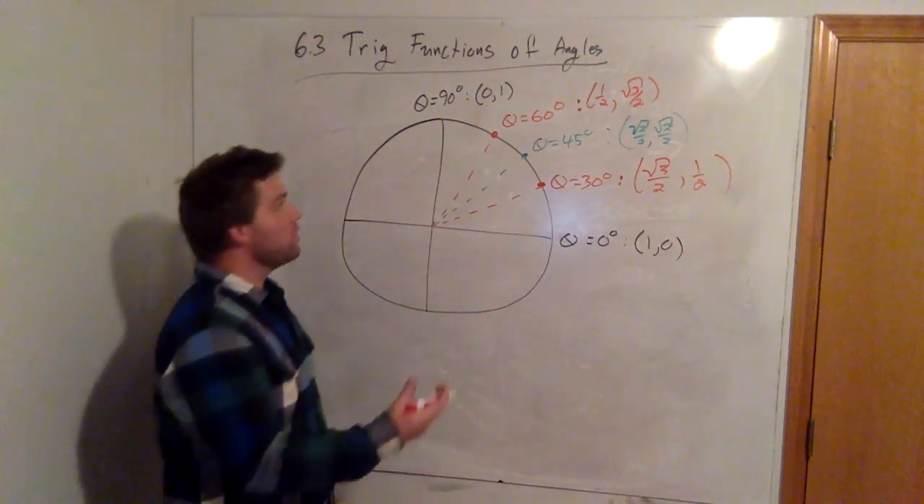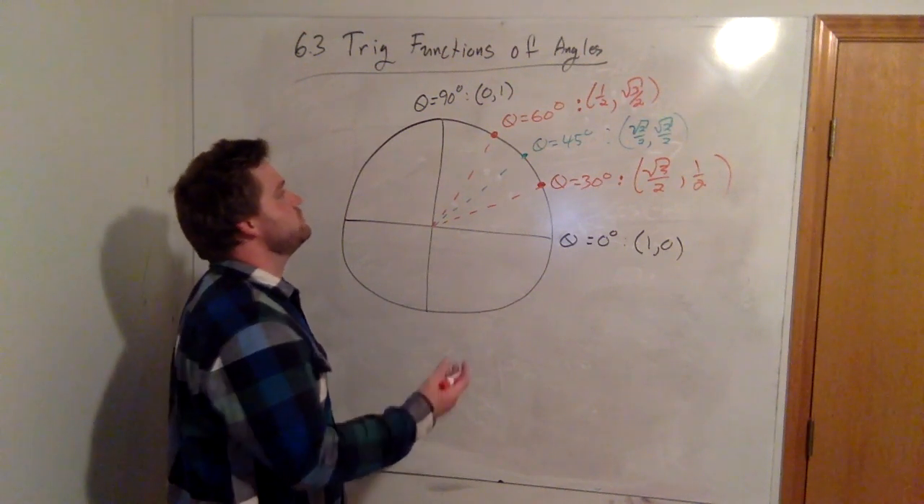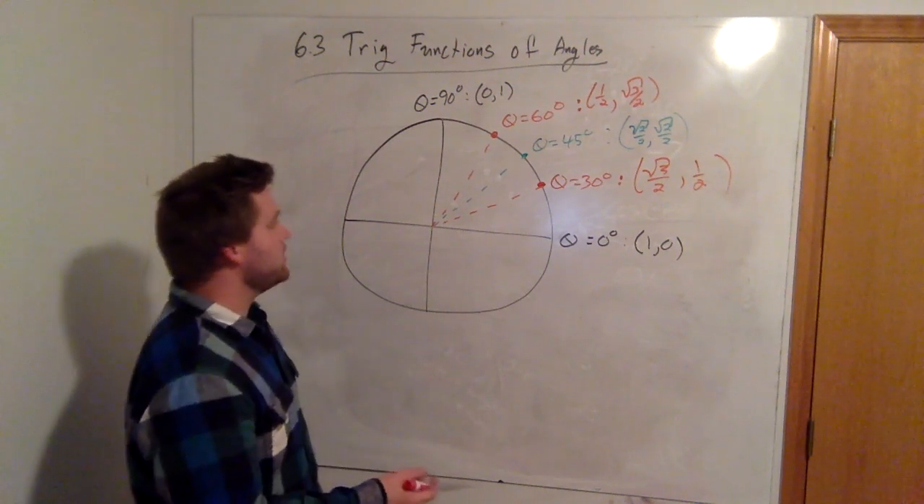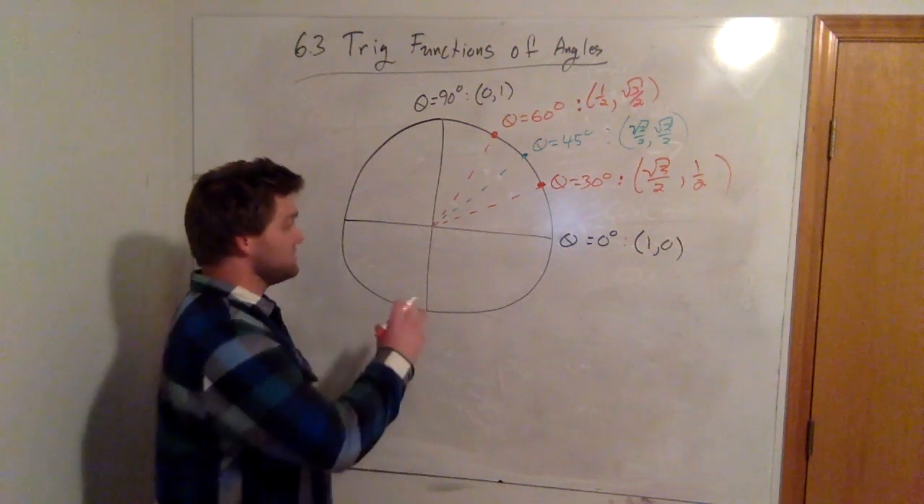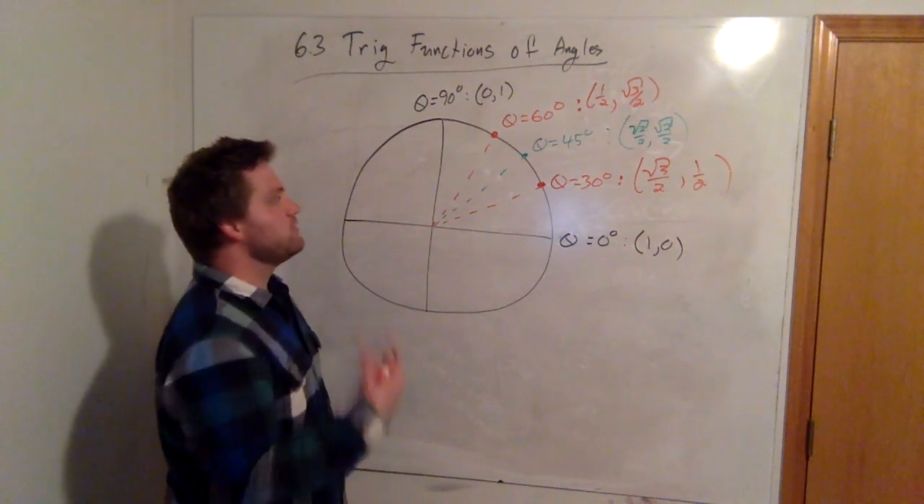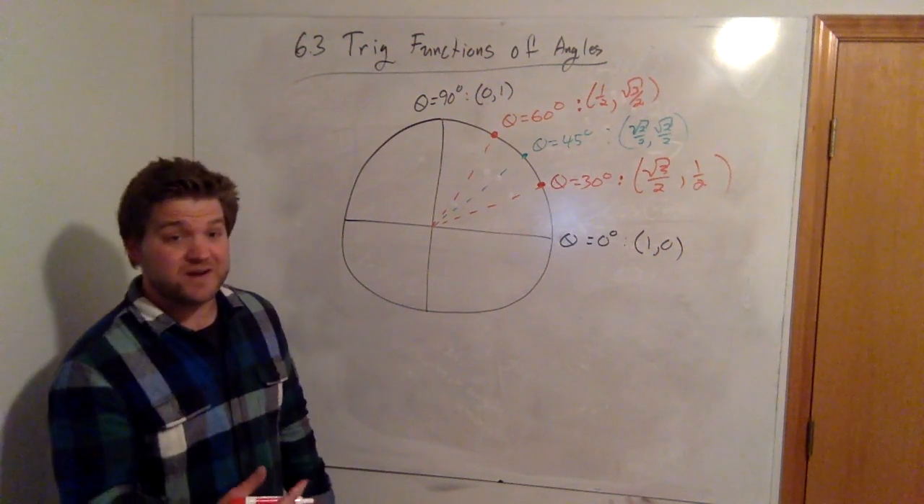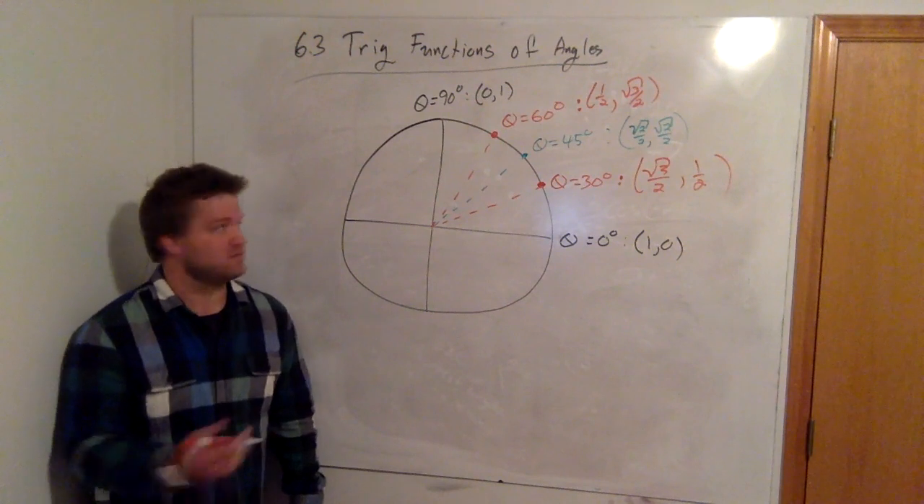So whenever we're finding terminal points on the unit circle using degrees, or finding sine and cosine, or any of the 6 trig functions using degrees, we'll always think about counting in increments of 30 degrees and 45 degrees. If we're working in radians, we count in increments of pi over 6 radians and pi over 4 radians.